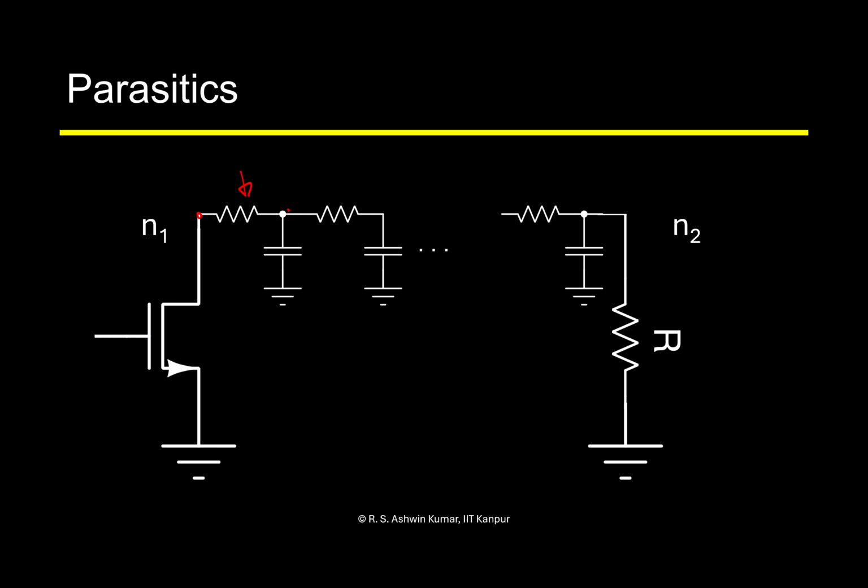So, do you think computer will be using KCL or KVL? KCL, because that is the easiest thing. So, computer will use KCL, and in KCL you can basically write a matrix like this: G times V equal to I.